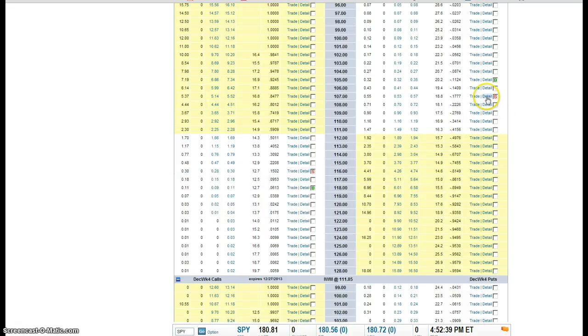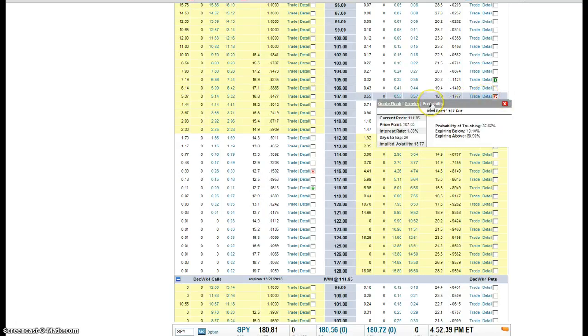So we're really interested on the call side of it expiring below, and we have an 85% chance of that happening. If we go right, hover over the detail, go to probability, same thing. Probability expiring above, 80%. So we've got some really good probabilities on our side. So this is very good.